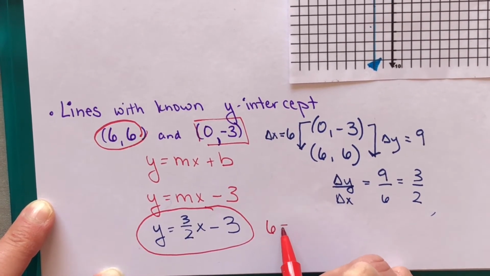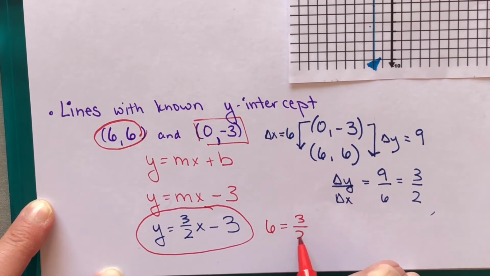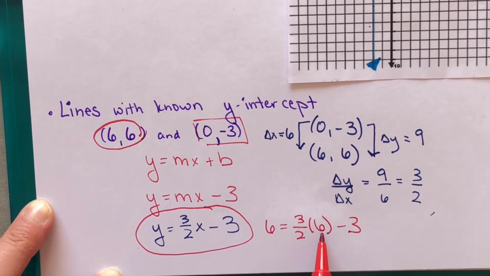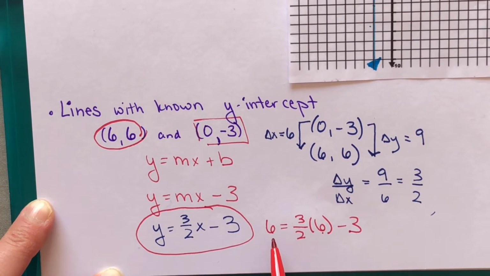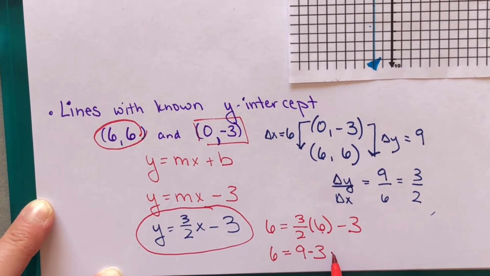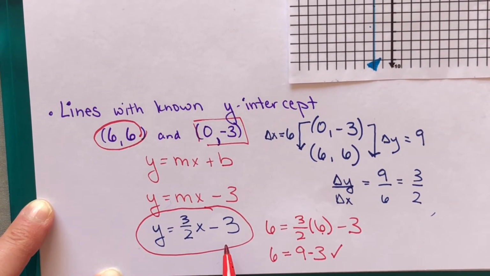Is 6 equal to 3/2 of 6 minus 3? So I'm plugging x and y back into the equation. 3/2 of 6 is 9. 6 is equal to 9 minus 3, so I know that this point really is a solution to this equation.